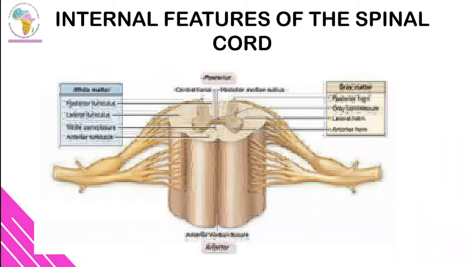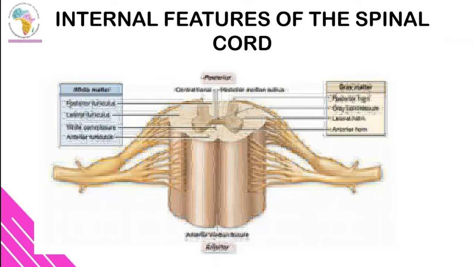The internal spinal cord is divided into the white matter and gray matter, and the only thing that differentiates the two is that the gray matter is made of neuronal cell bodies that are unmyelinated. The unmyelinated cell bodies are the ones that make up the gray matter, hence giving it its gray color.